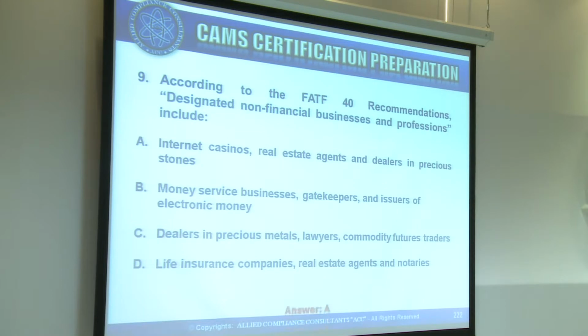The right answer here, of course, is A. Let's take it one by one. Internet casinos: it's a DNFBP. Real estate agents: it's a DNFBP. Dealers in precious metals and stones: DNFBP. So all those are correct. B. Money service businesses: FI. Exchange houses, money remitters, check cashers: these are FIs. So here is wrong.